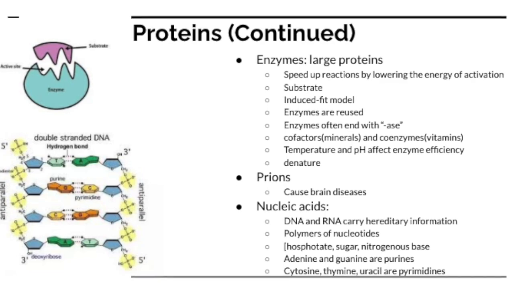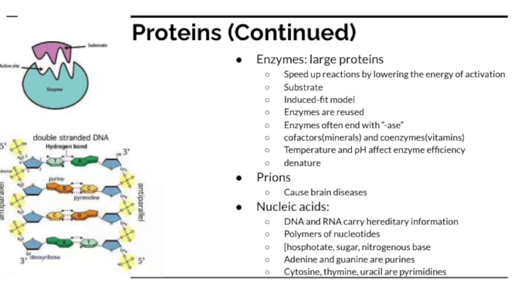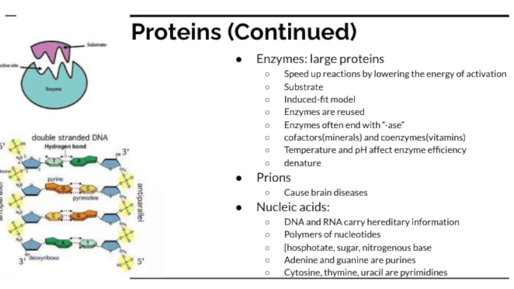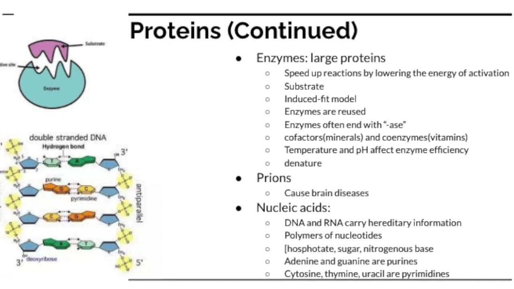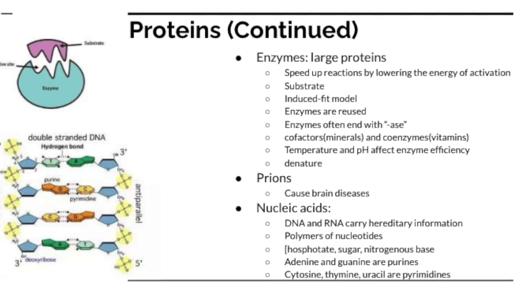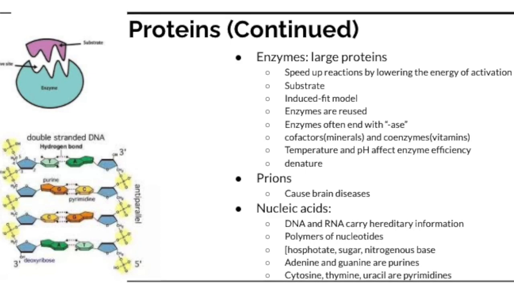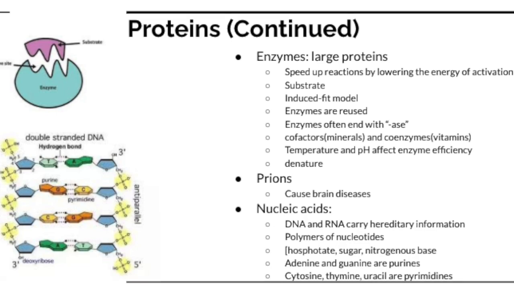Enzymes are named after their substrate with the ase suffix at the end. For example, lactase, sucrase. Enzymes function with the assistance from cofactors, which are minerals, or coenzymes, which are vitamins. The efficiency of the enzyme is affected by temperature and pH. As enzymes denature, they lose their unique shape and their ability to function.